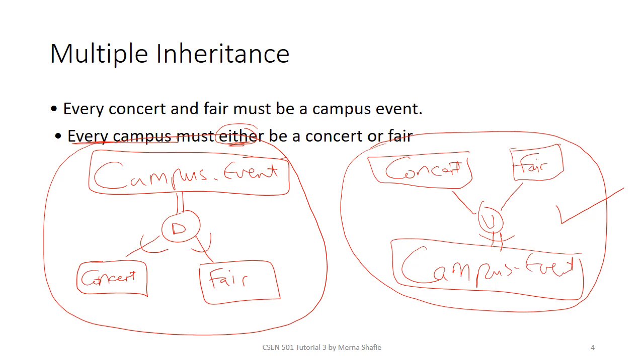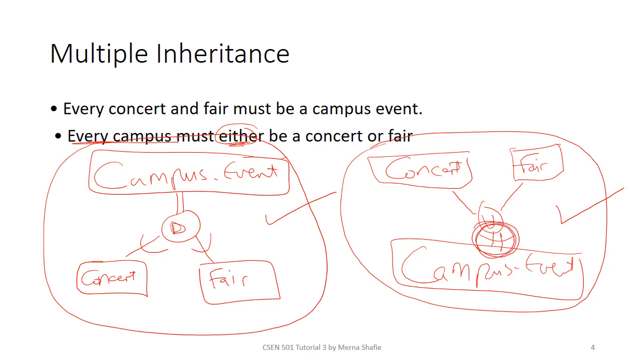طيب let's read the two statements again and take a look at this picture. يعني انا هنا this picture is okay. طيب هل every concert and fair must be a campus event؟ Yes, every subclass is a type of its superclass. طب every campus event, then I have the total participation, must be either, I have the disjointness, a concert or a fair. تمام، ما عنديش اي مشكله.